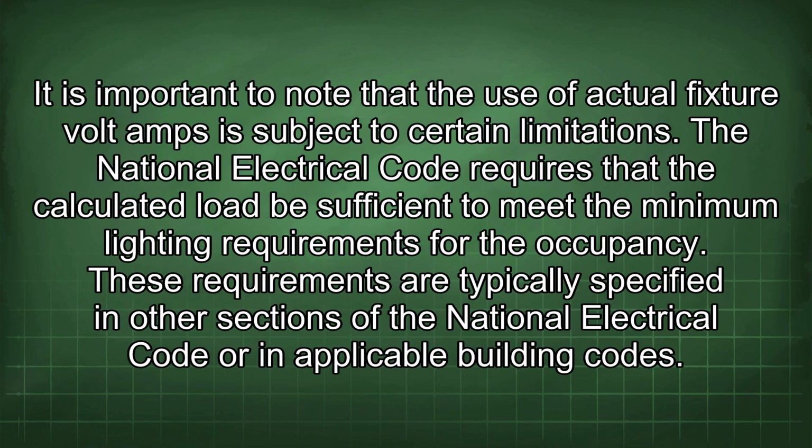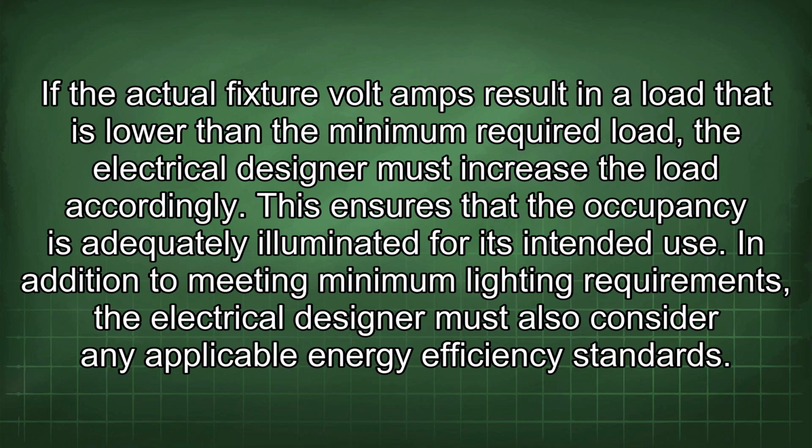It is important to note that the use of actual fixture volt amps is subject to certain limitations. The National Electrical Code requires that the calculated load be sufficient to meet the minimum lighting requirements for the occupancy. These requirements are typically specified in other sections of the National Electrical Code or in applicable building codes. If the actual fixture volt amps result in a load that is lower than the minimum required load, the electrical designer must increase the load accordingly. This ensures that the occupancy is adequately illuminated for its intended use.